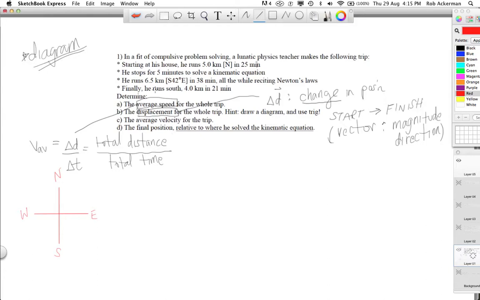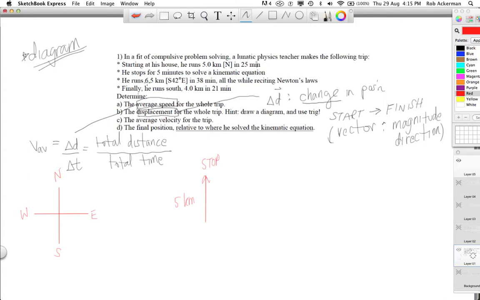It says he starts at his house. He goes north. Okay, well, north is up like this. And it says that that's 5 kilometers. So let's say 5 kilometers there. Okay, now what happens? It says he stops. So let's write that in.